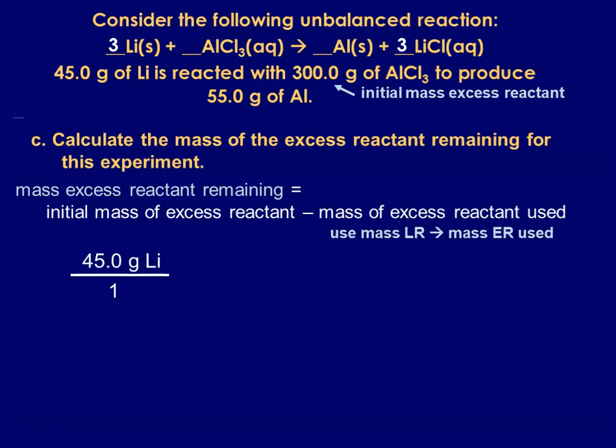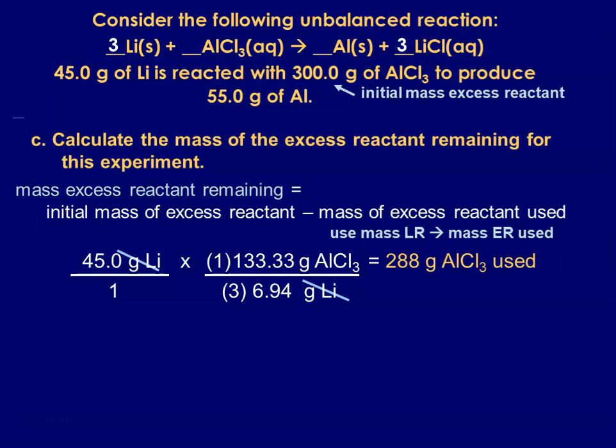So I'm going to take my 45 grams of lithium and do one last stoichiometry problem, going from grams of lithium to grams of aluminum chloride. Molar mass for lithium gets placed. Molar mass for aluminum chloride, you did that one previously as well, 133.33. And now I need to look at the stoichiometric relationship between the two reactants, 3-to-1 ratio. The grams of lithium cancel out. I multiply and divide. I should have 3 sig figs in my answer.